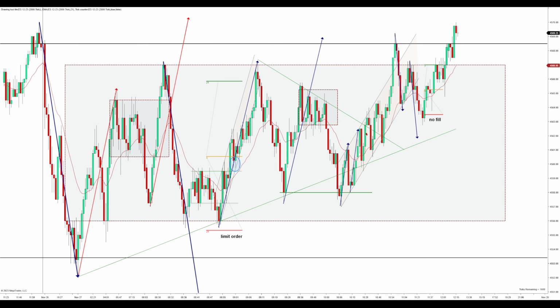So nothing to take. We just push on out here, kind of just moving up on this thin channel here. It's getting very choppy. It's not very clear. But we do have a strong push out here. We overshoot this channel and retest the high here.